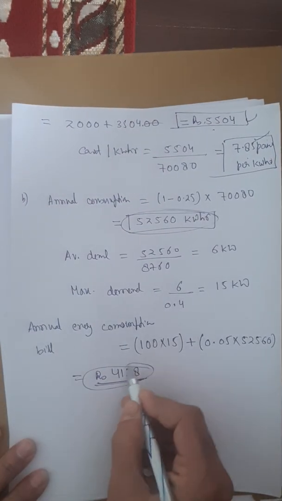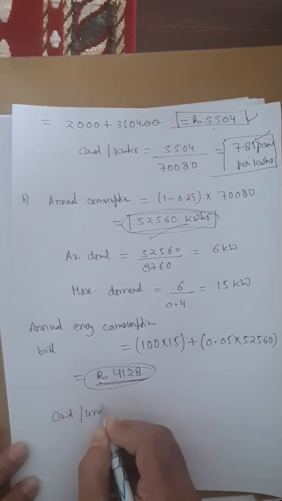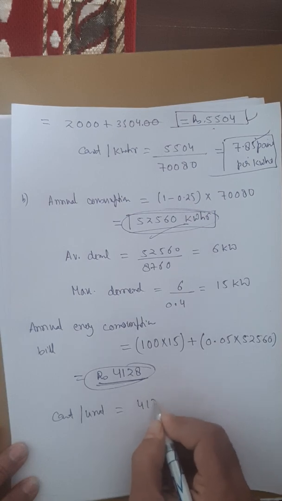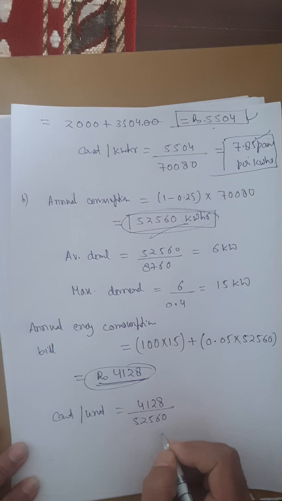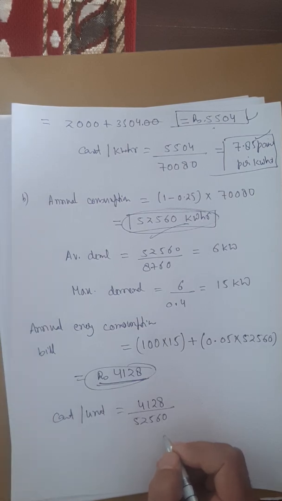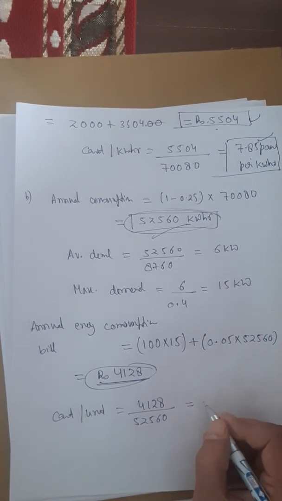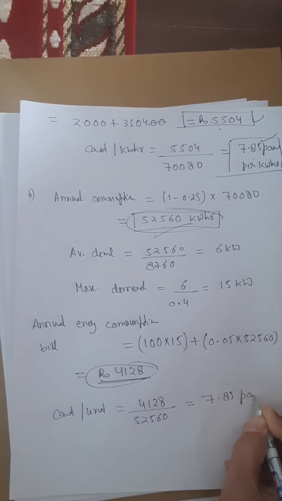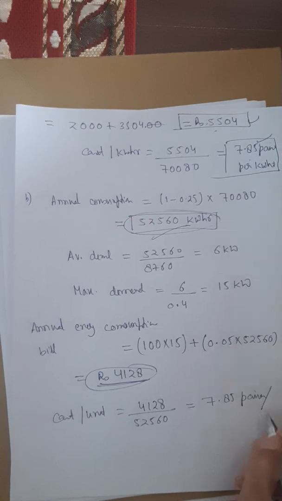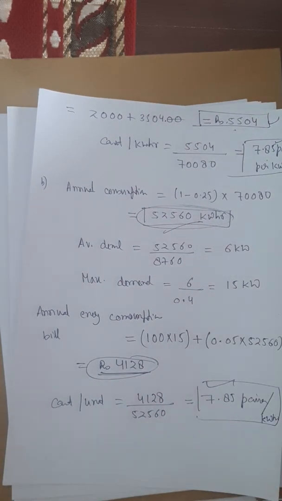So this much bill for these many units, so the cost per unit will be the total bill 4128 divided by the total units 52560. Okay, 4128 divided by 52560, so it will be around 7.85 paisa per kilowatt hour. So this is your second part. Easy.